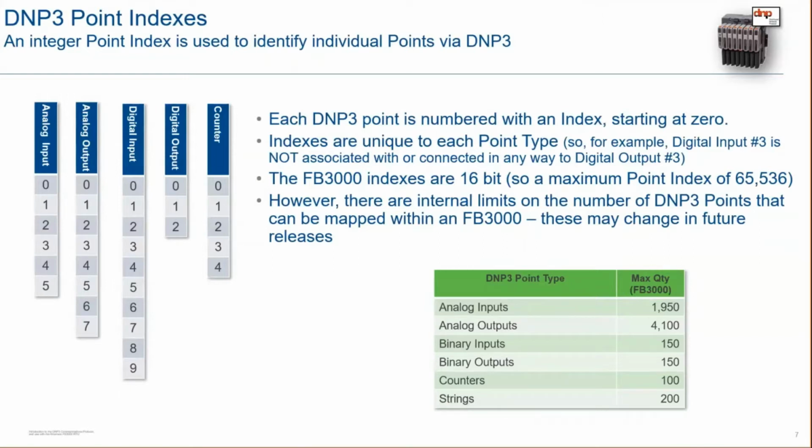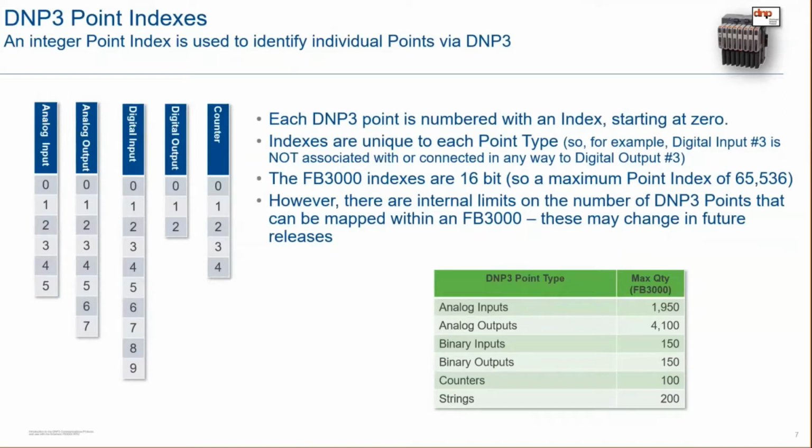Now, the indexes on an FB3000 are 16-bit, so in theory, you could have over 65,000 points of any type. But there's obviously internal limits based on the amount of memory in the device. And at the moment, those are listed in the product documentation. I've included it in this table for convenience.